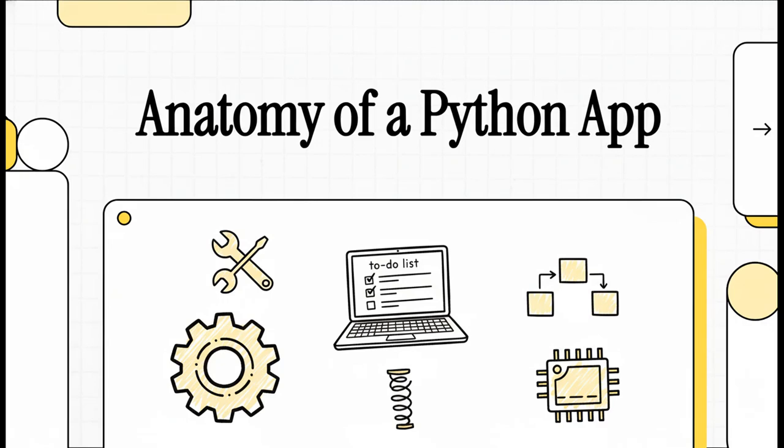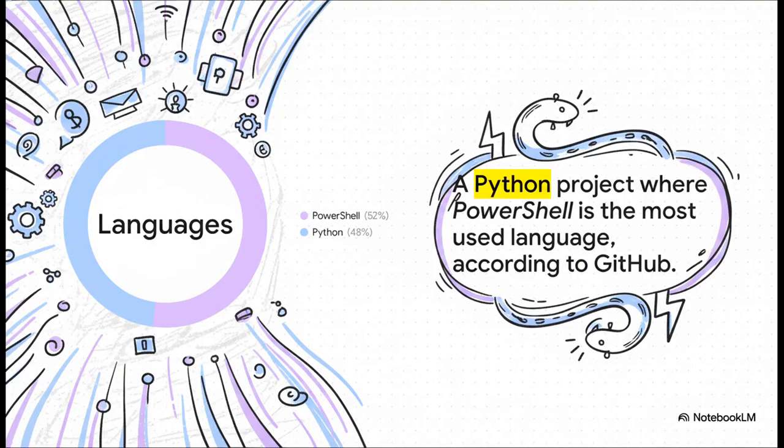Have you ever looked at an app and just wondered, how does that actually work? What's going on inside? Well, today we're going to peek under the hood of a simple Python to-do list app and see exactly how all the pieces fit together. Let's get into it. But first, something that might surprise you.